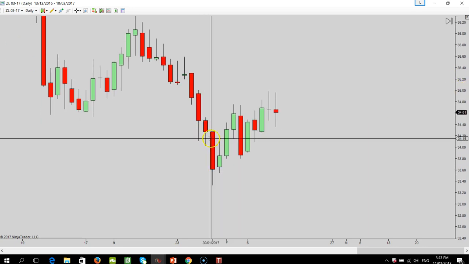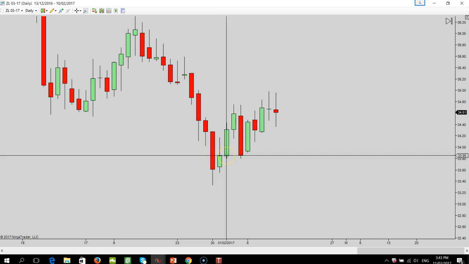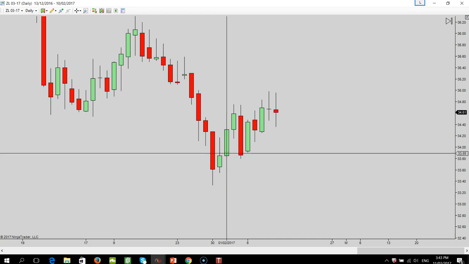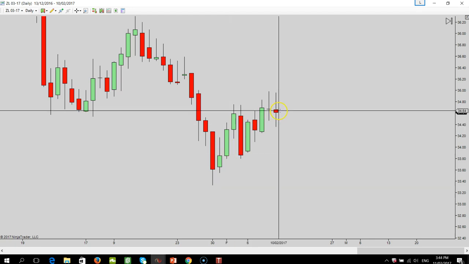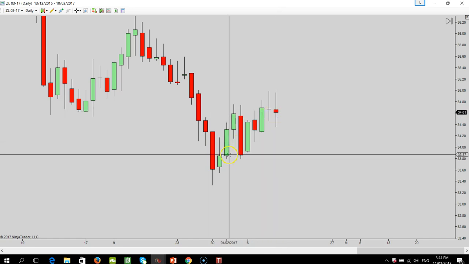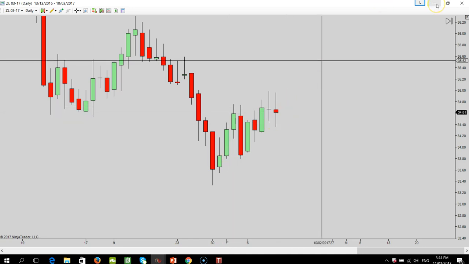Where's February? Here we go, February 1st. That's the 31st. Here's February 1. So you can see it's giving you, assuming you'll be getting in long somewhere near the open, that's 33.65. And where it closed on Friday, 34.65. So that's a nice move. That's a profitable trade right there.